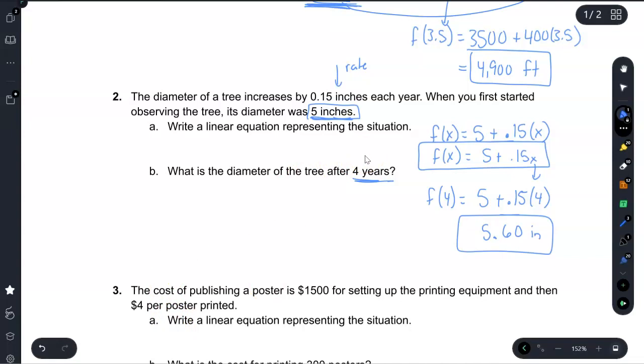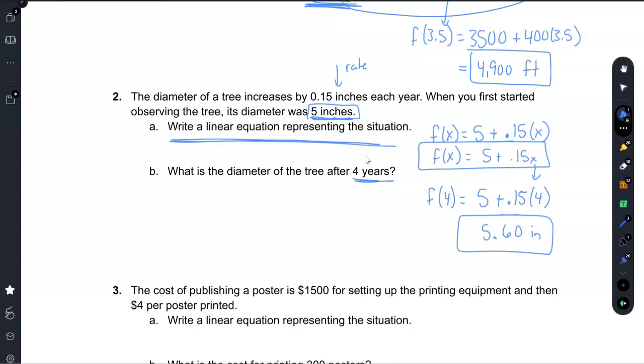Should be a relatively easy assignment. It's not going to be too long. There's not a lot of problems. Essentially, we've already looked at writing linear equations. The only thing that I'm adding here is having you apply that equation to a certain value for my x.